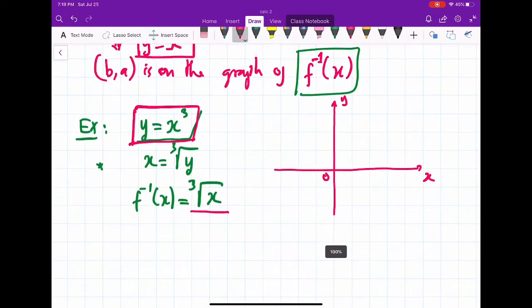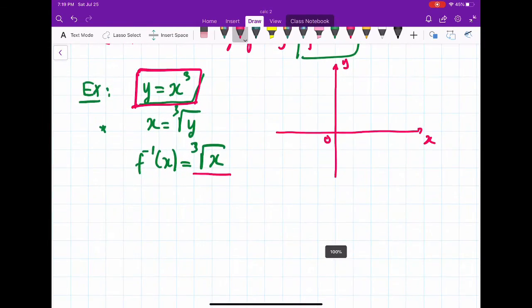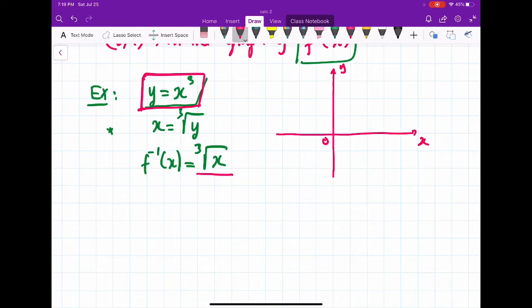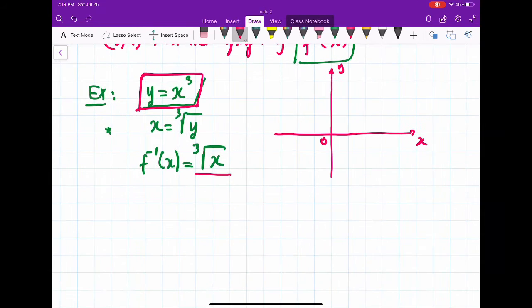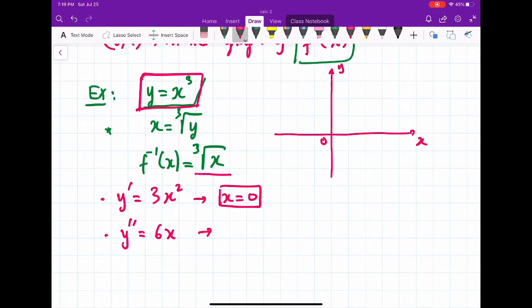Of course, if we need to go through all the steps like in calculus 1, we need to do that, right? Let's take the first derivative. We get 3x squared, and then one critical point, x equal to 0. Then we take y double prime to check the convexity and concavity. I have 6x. Again, I have one inflection point, x equal to 0, right?